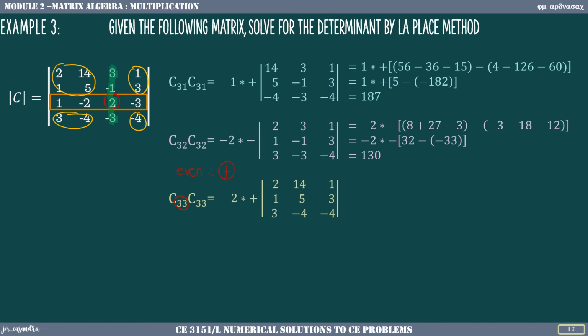So we have 2 plus the matrix 2, 1, 3, 14, 5, negative 4, 1, 3, negative 4. So simplifying, we get 2 times positive quantity negative 40 plus 126 minus 4 minus the quantity 15 minus 24 minus 16. Or that will give us now a value of 294.